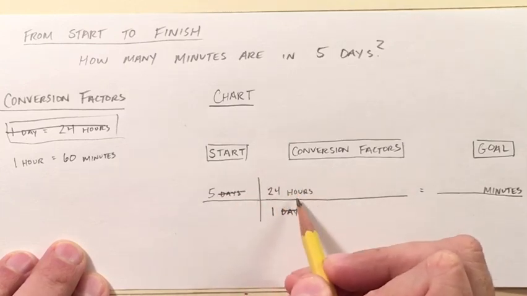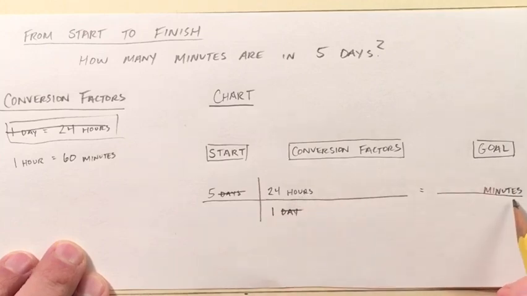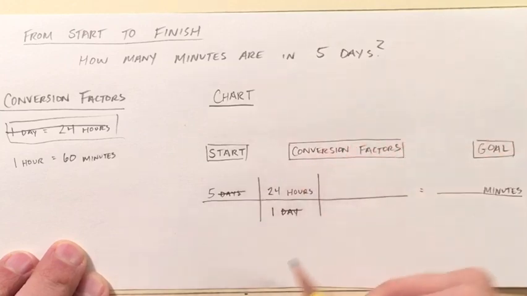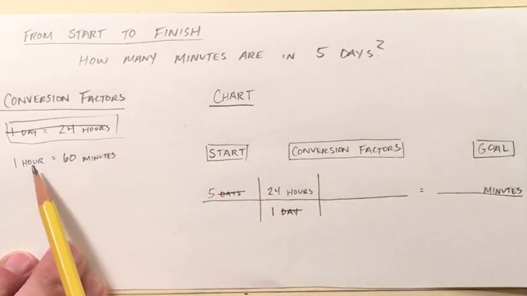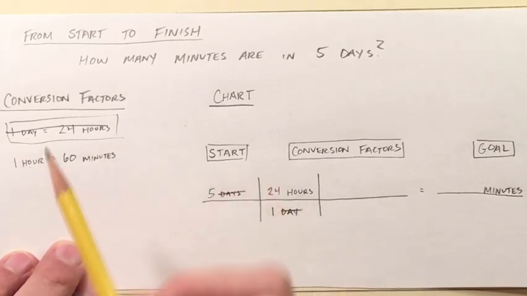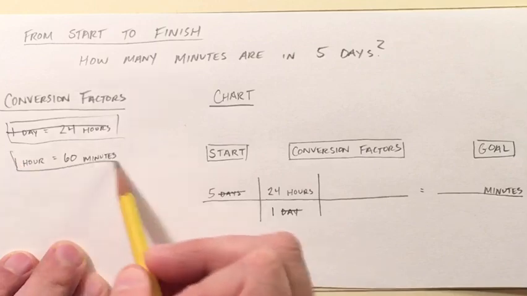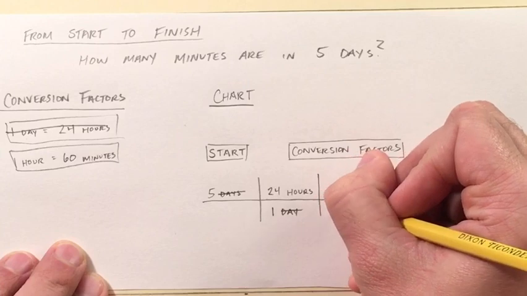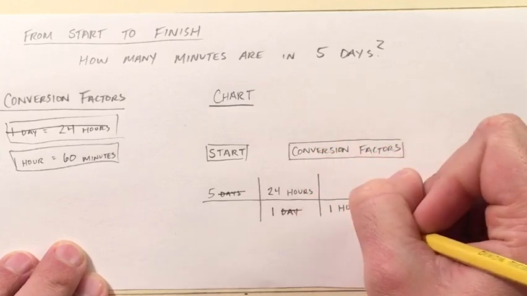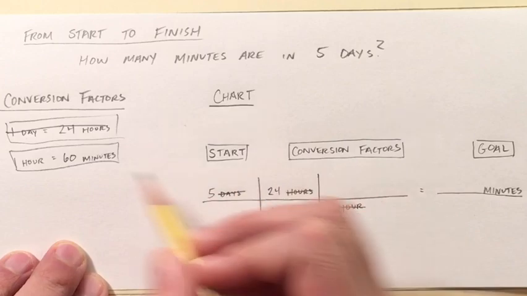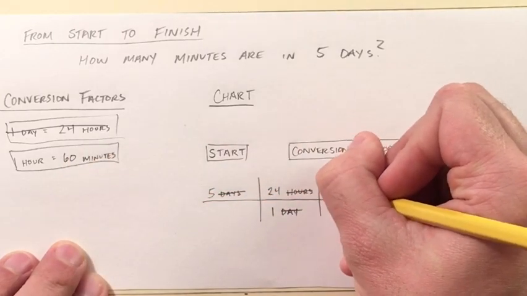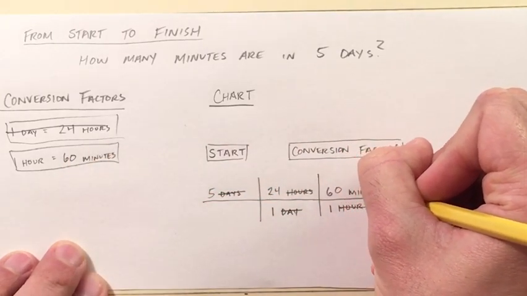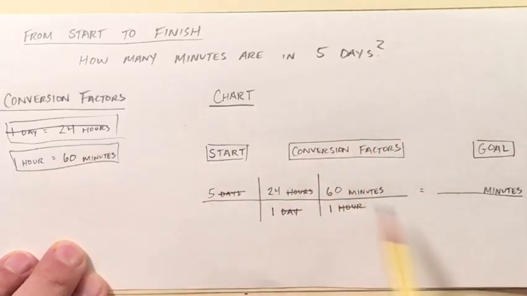My unit I have now in my chart is hours. It's not quite at minutes yet, so I need another conversion factor. Draw just a little line here to separate those. And I look at my other conversion factor here. I do have this unit hour, and I do have my end unit minutes. So I'm going to take this conversion factor now and put this in my chart. 1 hour, I choose to put on the bottom so that hours will cancel out. And the other side of my conversion factor needs to go up top, which was 60 minutes. And 60 minutes is now on the top.